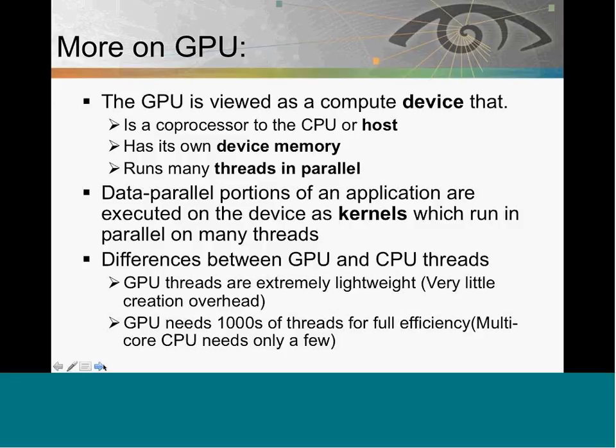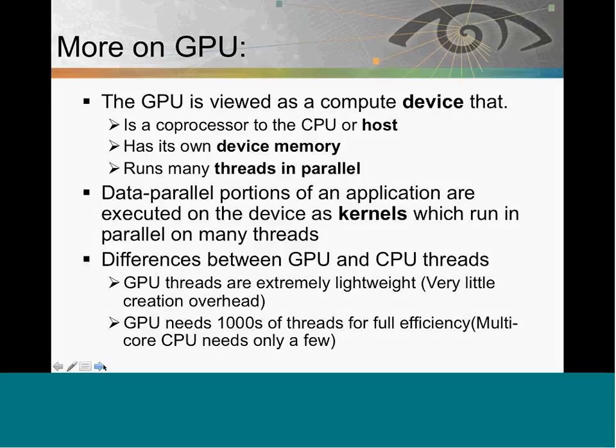And the important terms are device and host. So when one talks about CPU and GPU code, like, this is the device and this is the host. The device always means the GPU part and host means the CPU. And it runs threads in parallel. Another important term is kernel. So when one writes GPU code, the computationally intensive part which will run on the GPU is called a kernel. So the kernel is on the device.